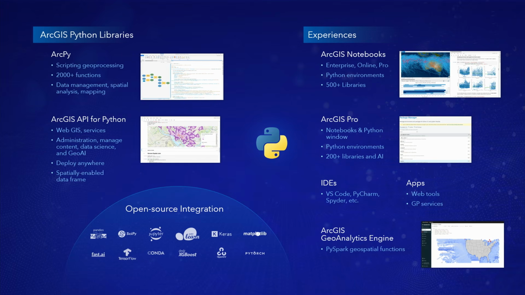On the right, we have the experiences for working with these libraries and writing Python code. You can work in ArcGIS notebooks, in Enterprise, in Online, and Pro, and in Pro's Python window, which also has built-in libraries and is customizable in many different ways. You can use the IDE of your choice for developing these web tools and geoprocessing services. And ArcGIS enables big data workflows with PySpark and the GeoAnalytics engine for integrating open source Python for advanced GIS and data science workflows when both of them have to be used together.